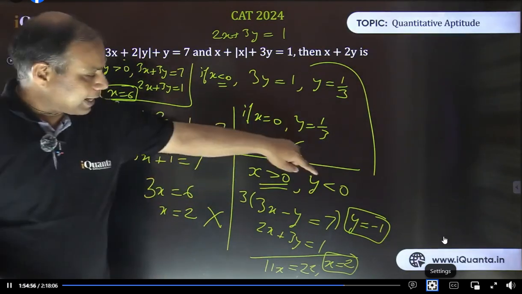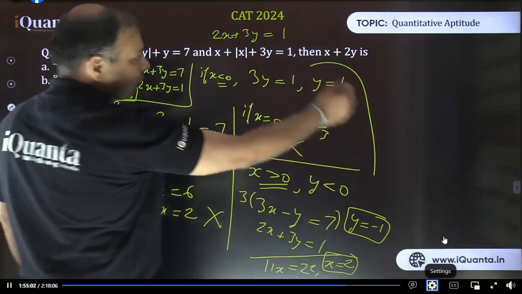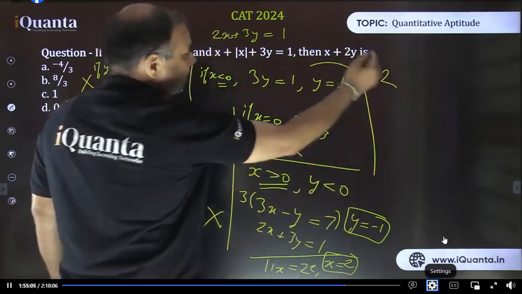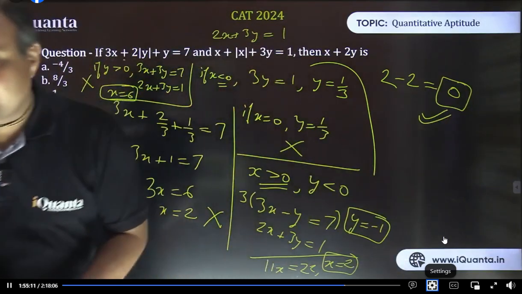X is positive, y is negative, and we got our answers as x is exactly 2, y equals minus 1. So by putting these values, we can find the answer. X is 2 and y is minus 1. That means it's minus 2. So yes, the answer is 0. Many of you have already got that.